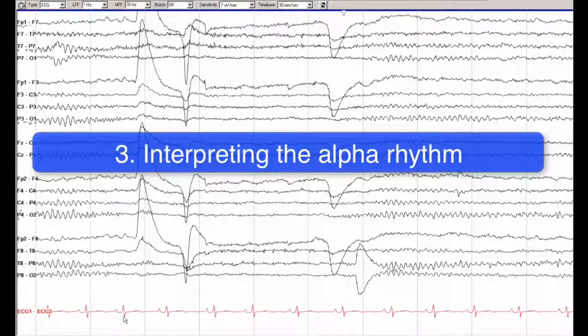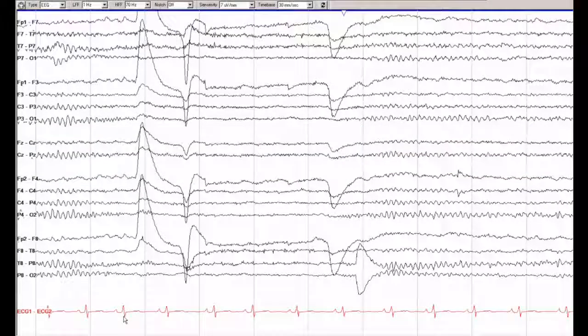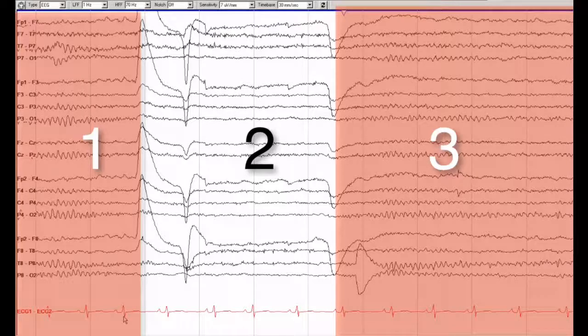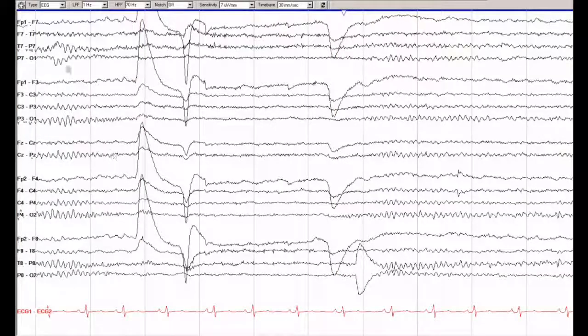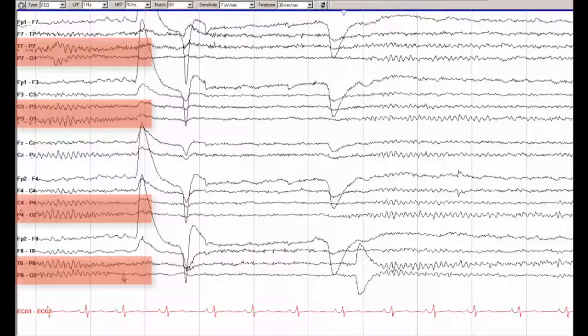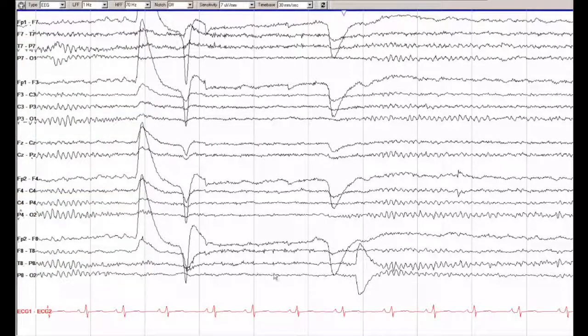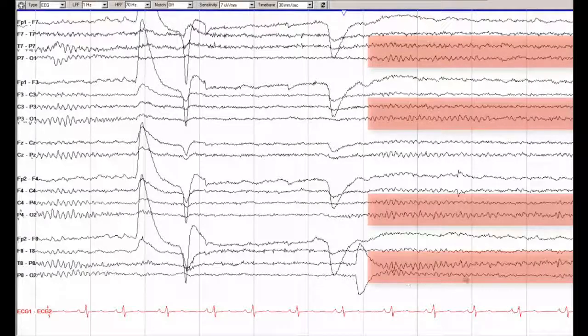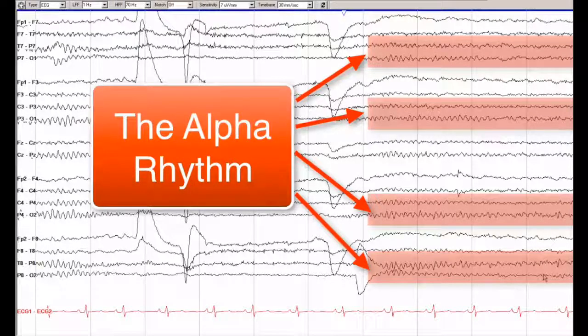Now that we have carefully looked at the technical aspects and reviewed the montage, we can begin to identify and interpret the alpha rhythm. On this epoch, you can see that there are three main segments. I would focus your gaze towards the posterior aspects of the head. You can see that there is a relatively high frequency oscillating pattern, which is then interrupted for the middle 4 seconds, and then re-emerges. This is the alpha rhythm.